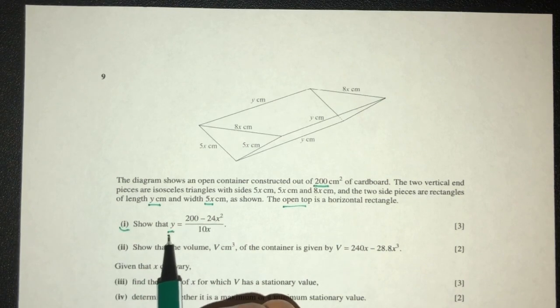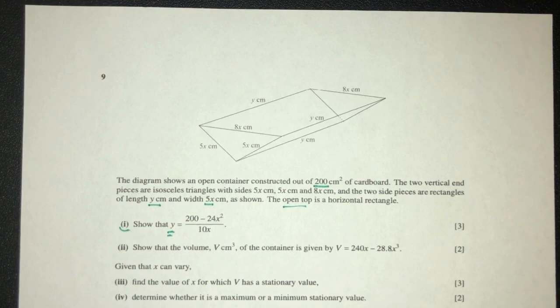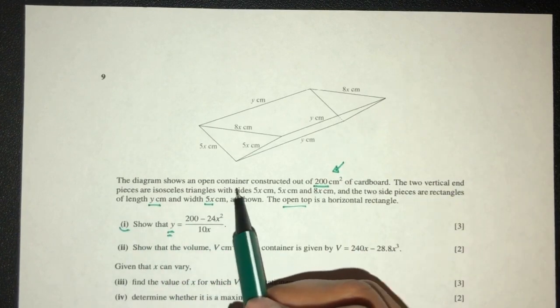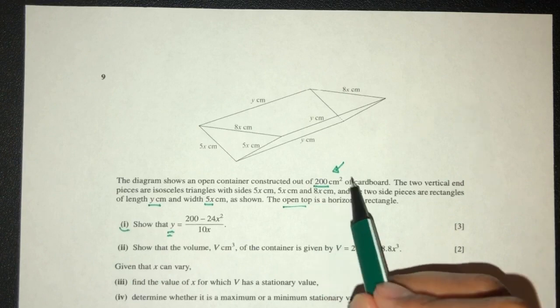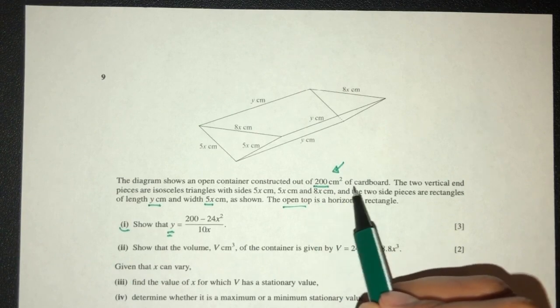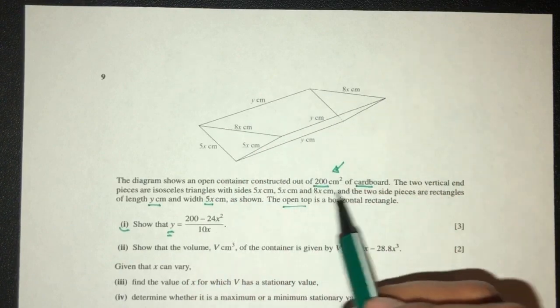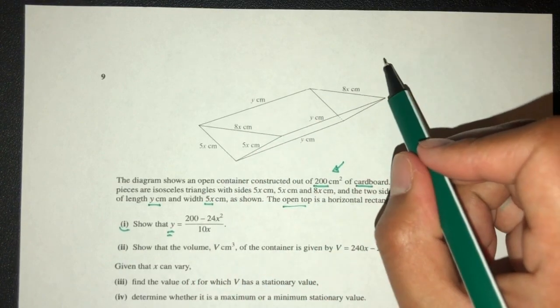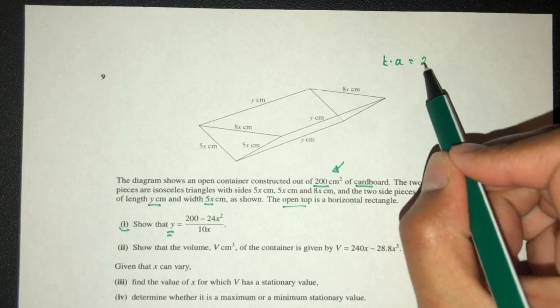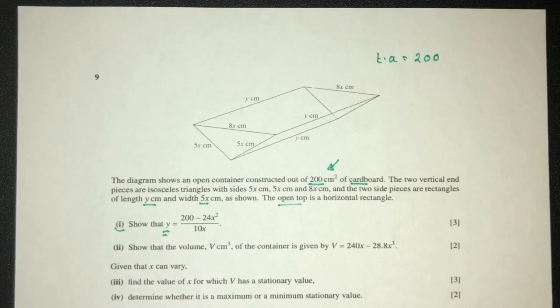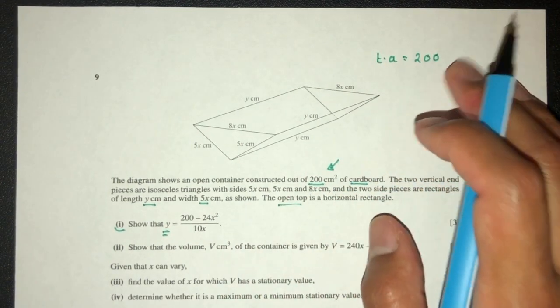Now, part 1. We have to show y is equal to this. So how can we show y is equal to that value? We have to find something that we have in common. Something we know here is that for the cardboard we use that much to form this shape. So the area of all these pieces needs to add up to this. So the total area has to be 200. That's the main equation. So let me find the areas one by one, and we can add them up to this value. So we can use this to derive this equation.